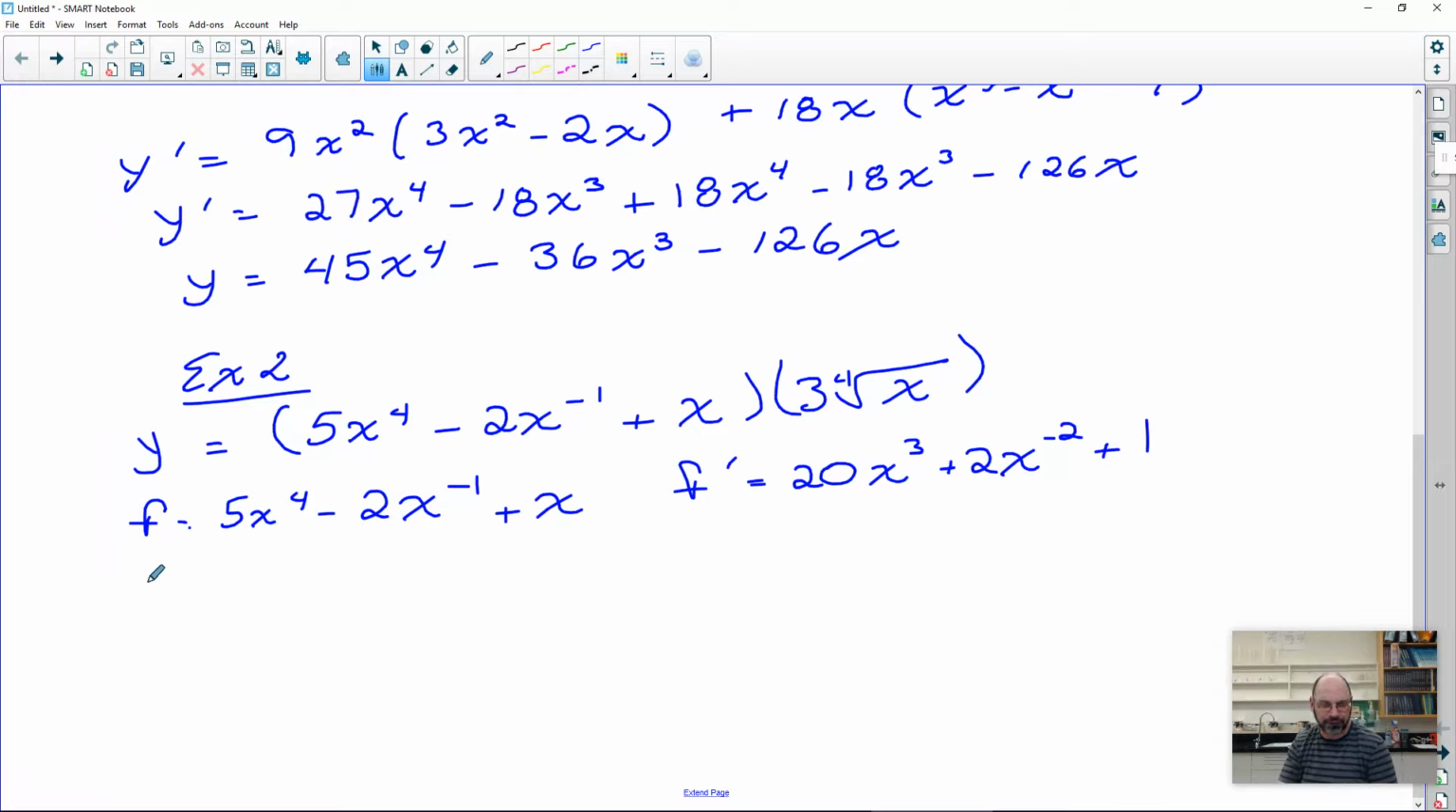Okay, now we'll do g. And let's write g in the form of an exponent. So this would be x to the 1/4. There's our g. And our derivative, g prime. If we take the derivative of this, it's 1/4 x, and we go 1/4 minus 4 over 4. So that would be negative 3/4. So there are the pieces that we need.